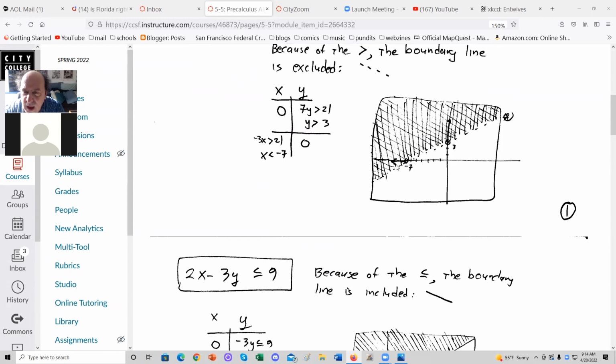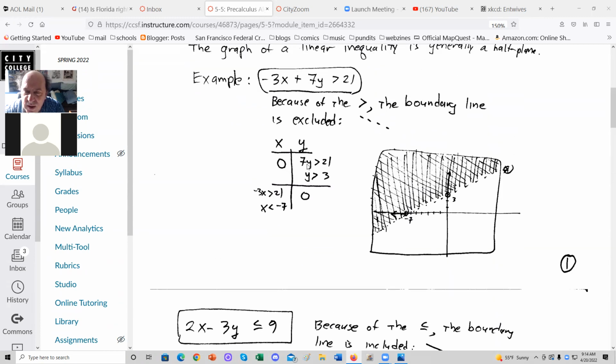And if you set x equal to 0, then 7y is greater than 21, which makes y greater than 3. So everything above this value, 3. If you set y equal to 0 here on the x-axis, then minus 3x is greater than 21, so x is less than negative 7. So here's negative 7 and everything to the left of that.